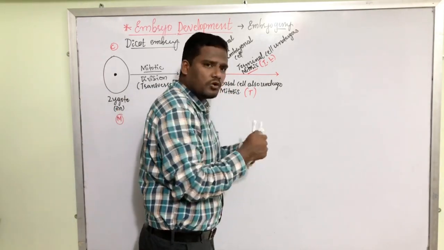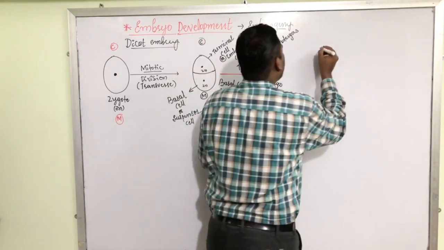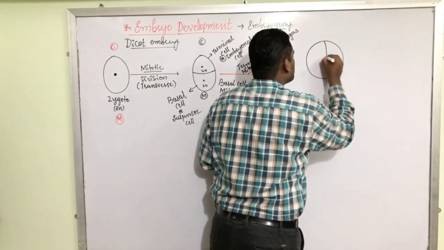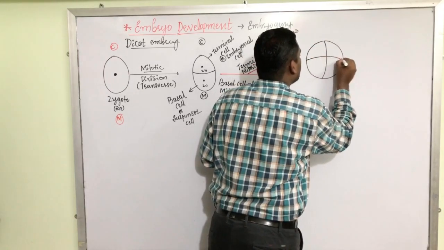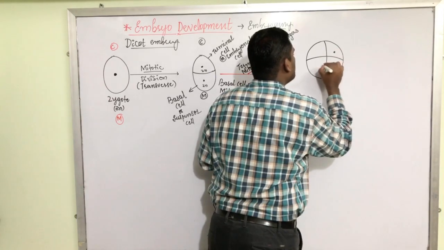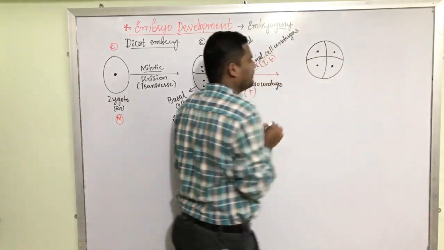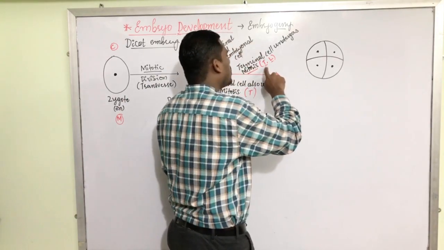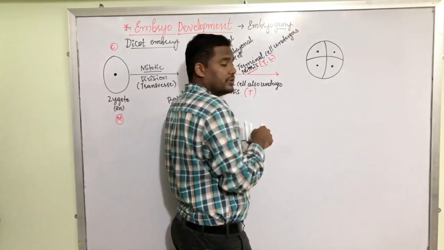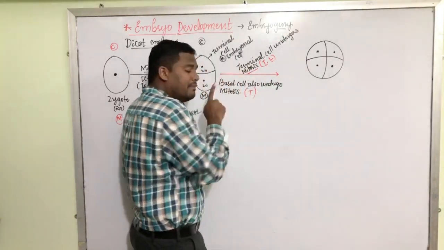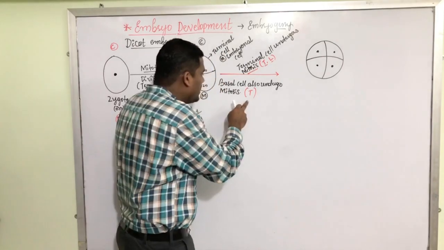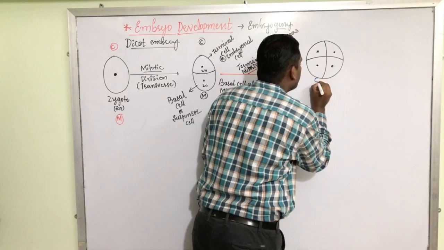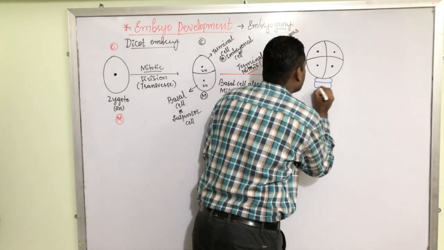Now, as a result of that, we'll get 4 cells formed. This is cell 1, cell 2, cell 3 and cell 4. 4 cells are formed. Now, this is because of transverse as well as longitudinal division, whereas the basal cell is going to divide only on a transverse plane. Because of that, we are going to have these cells like this.